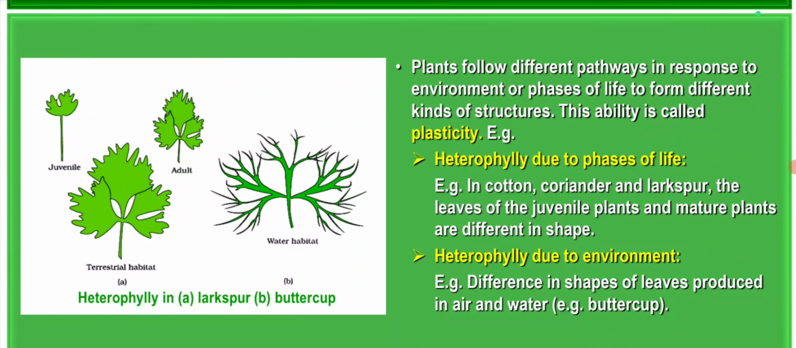Heterophyly due to environment. Example, difference in shape of leaf produced in air and water. Example, buttercup. You can see the B diagram, buttercup, where in the normal terrestrial habitat the leaf shape is different, while in the water habitat the leaf shape is different. Okay, this is called plasticity. It means they respond to the environment and change to different structures. That is called plasticity.